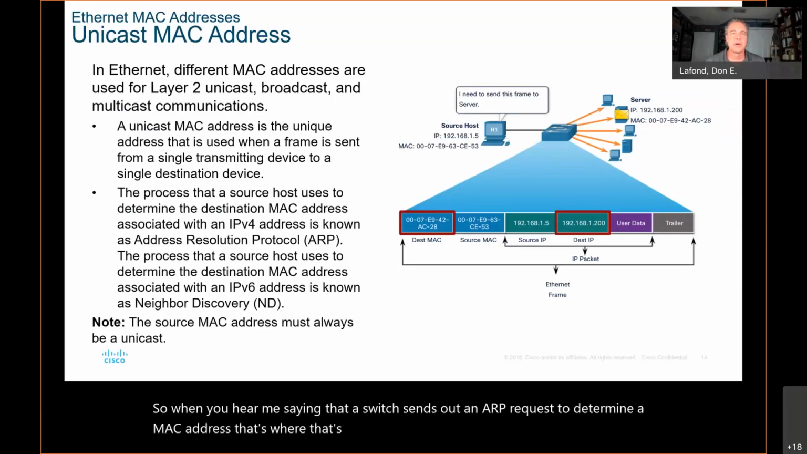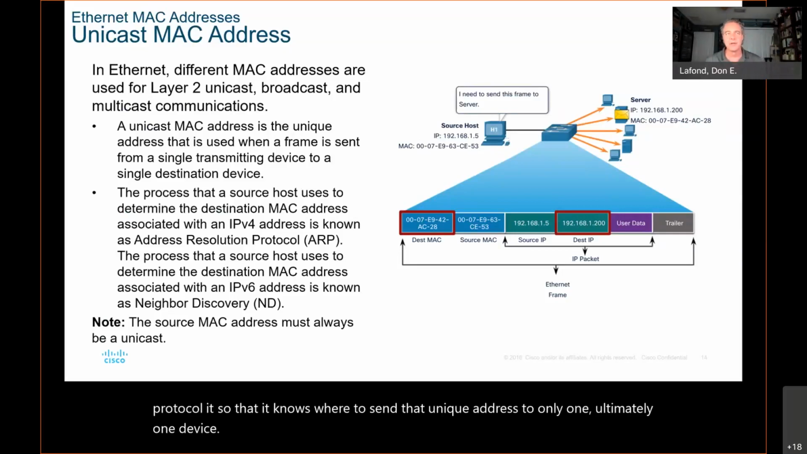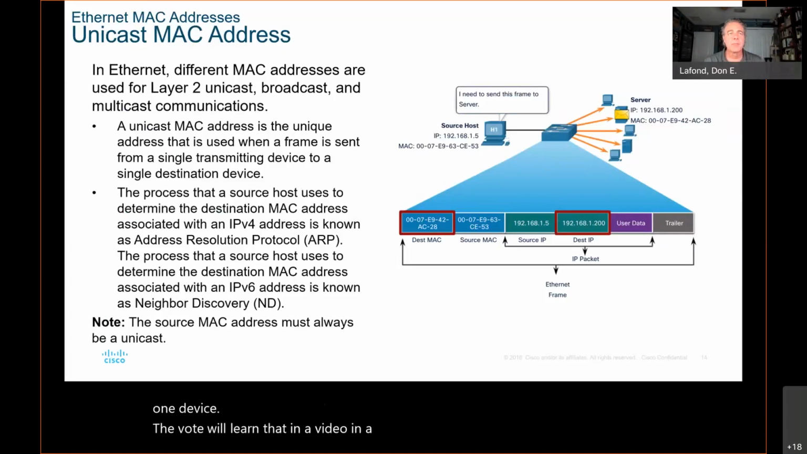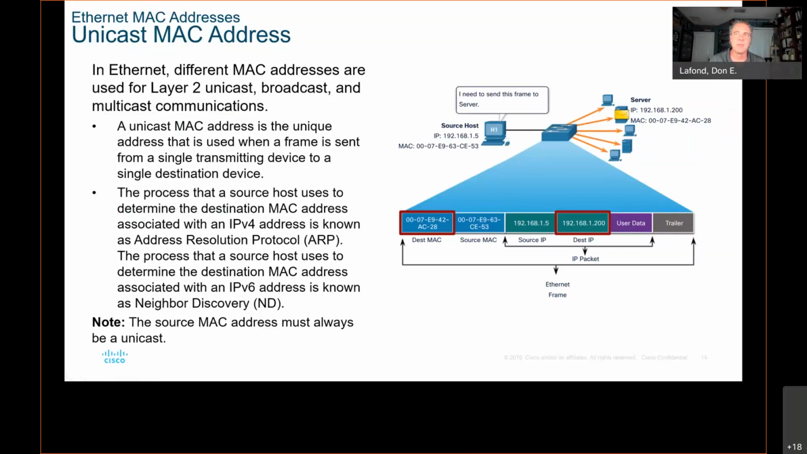Address Resolution Protocol. It's so that it knows where to send that unique address to ultimately only one device. We'll learn that in a video in a few minutes. The process that a source host uses to determine a destination MAC address in an IPv6 system is known as neighbor discovery, ND. The source MAC address must always be unique, and that's because it's coming from one device.